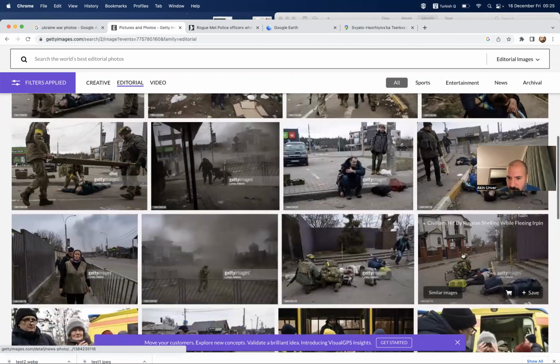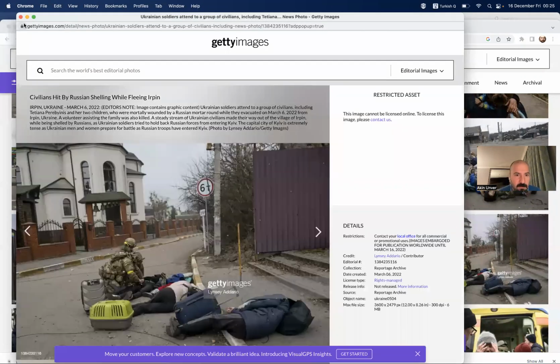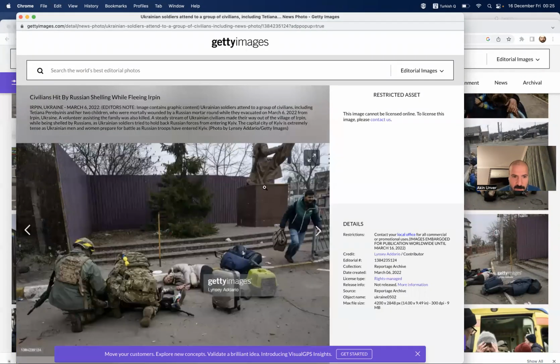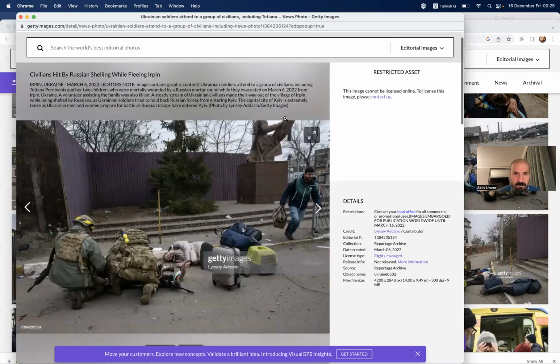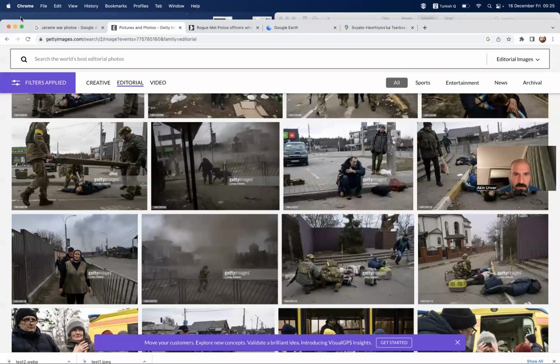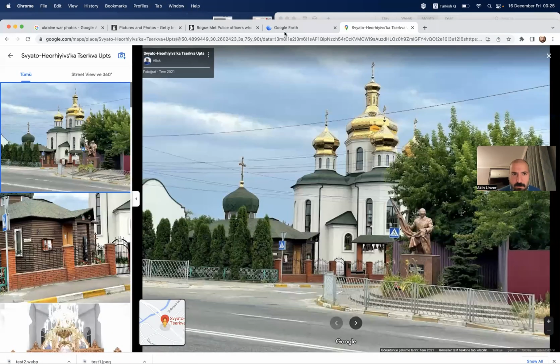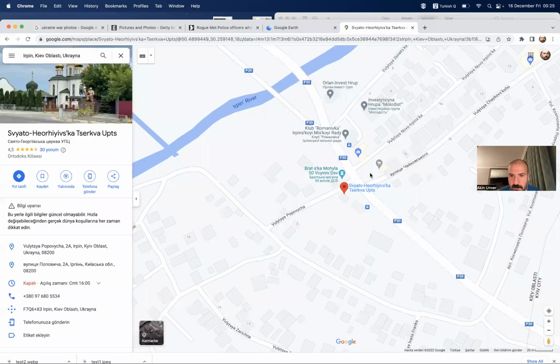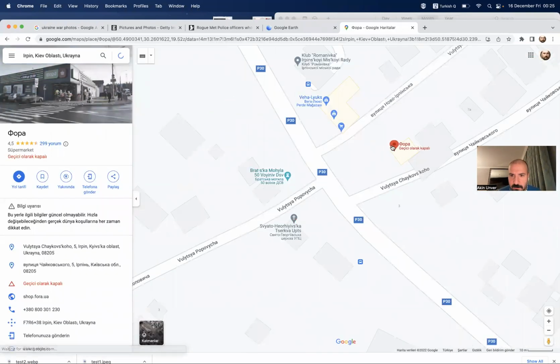So as you can see, this part is behind that soldier statue that we saw before. So it's basically right behind. So where is Fora in reference to this? So Fora is here.